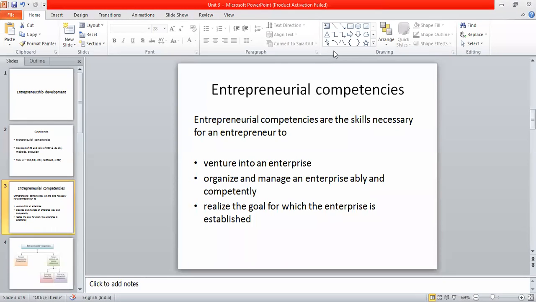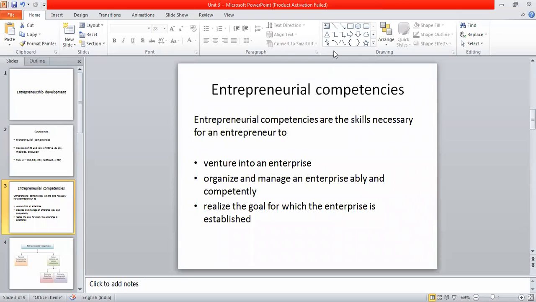So, these are the skills which are necessary for an entrepreneur to venture into an enterprise. Maybe these skills are also required to organize and manage an enterprise ably and competently, with ease and with full confidence. These competencies help me out. We have seen those competencies. Basically, these are the required qualities in an entrepreneur. These competencies are also helping me realize the goals for which the enterprise is established.